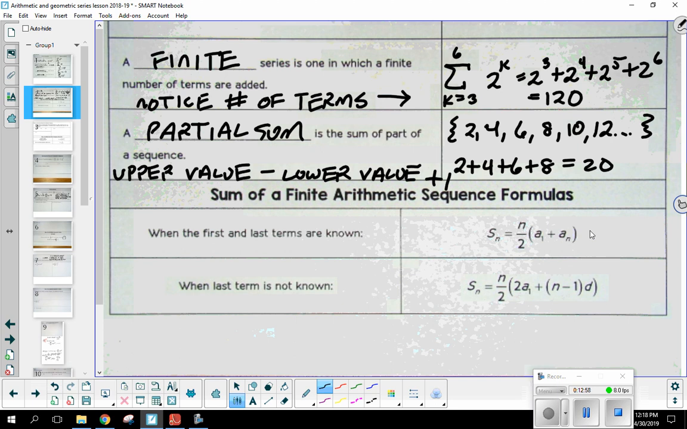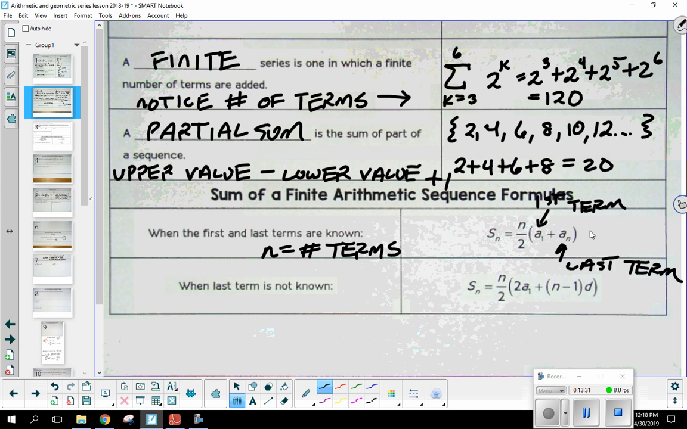Okay. So we're going to go ahead and start off with the easier of the two, arithmetic series. And there's 2 formulas here. Okay. So S sub n equals n divided by 2 times a sub 1 plus a sub n. So n is the number of terms you're adding. a sub 1 is the first term. Okay. a sub n, that's the last term.